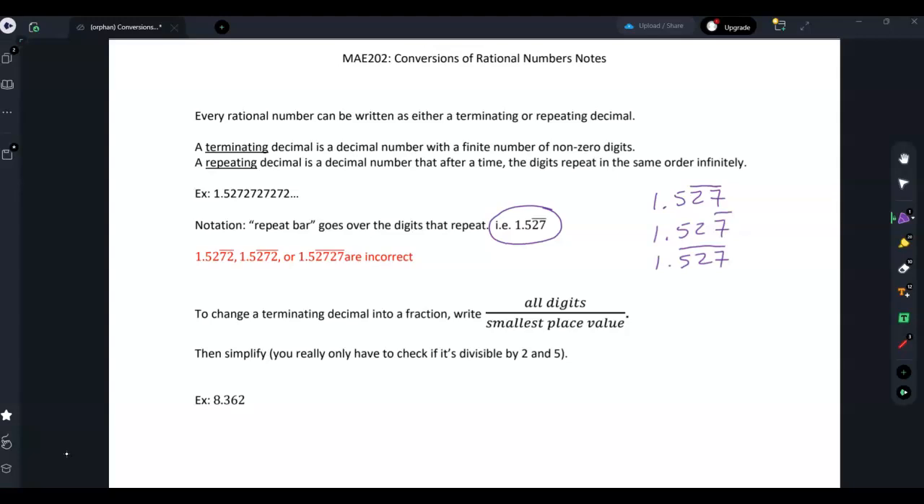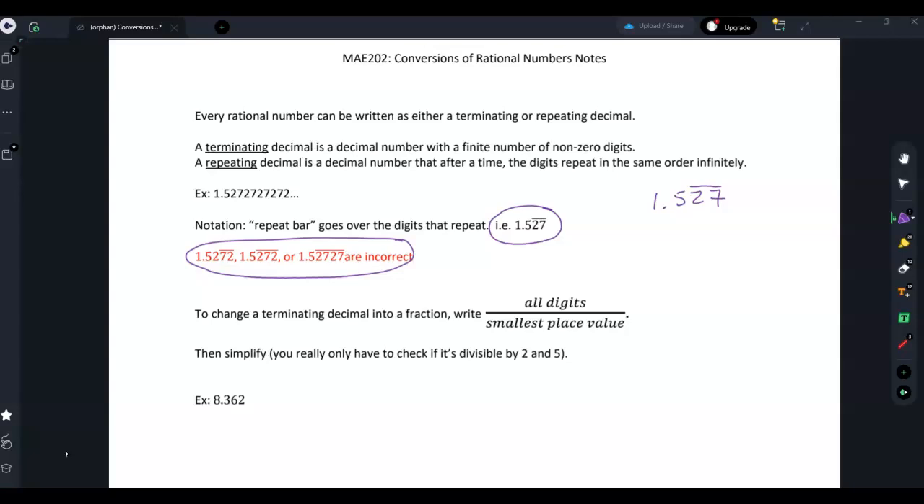So if you ever need to do an accommodation, let's say for a blind student or a student that has vision problems, you would actually need to say out loud, this is the part that has the repeat bar. In this case, the 2 and the 7 have the repeat bar over them. And there are some incorrect ways here that I've listed. Keep in mind that whenever you do this, you want to write the fewest number of digits necessary, and you want to only have the repeat bar over the part that repeats, and you don't want to have it longer than it needs to be.